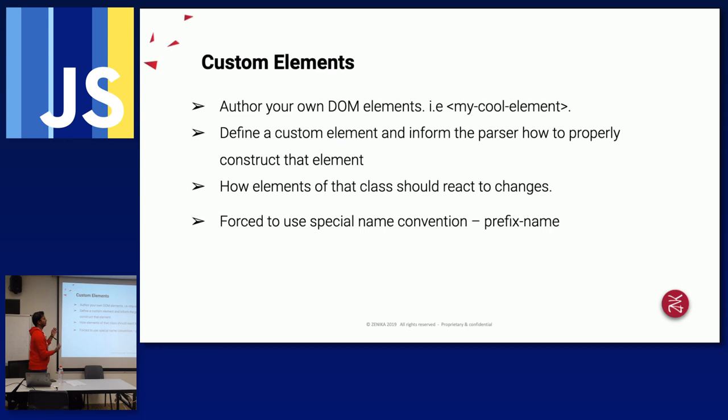So let's talk about every standard of web components. Custom elements basically give you the flexibility to author your own component. You can name your own component My Cool Component or whatever you want. And you can define your component and tell the parser how you want to parse it in your application. What are the events you want to handle? What are the markups you want to handle on that particular element? How will elements of that particular class react to some changes? You can pass the props, you can pass the attributes, you can define properties on that particular element.